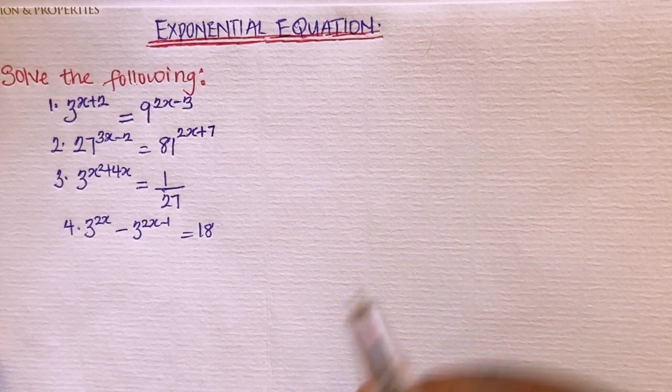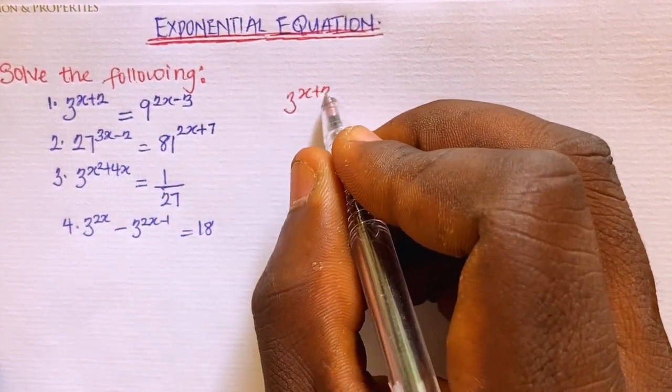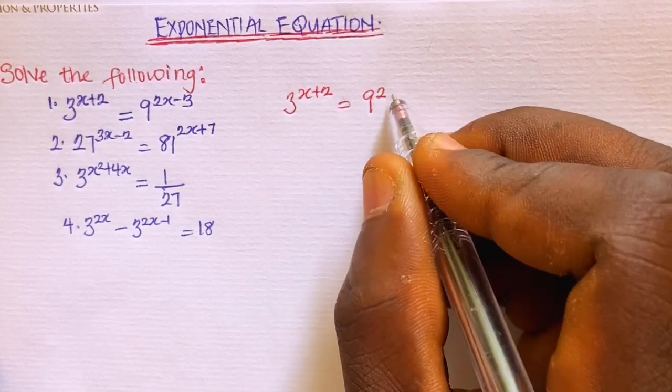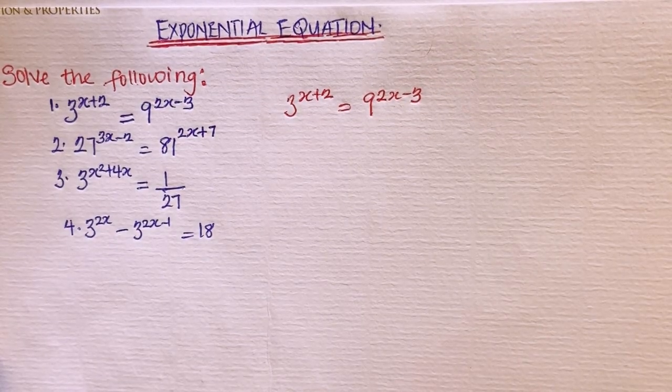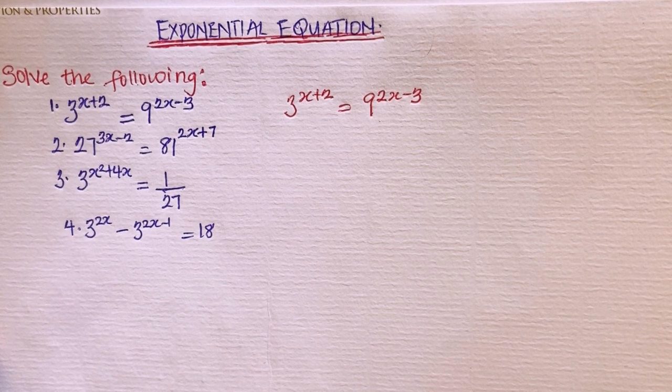The first one is 3^(x+2) equal to 9 raised to the power of (2x minus 3). Now, the first thing I want you to understand is that I'm going to apply the law of indices on this question.